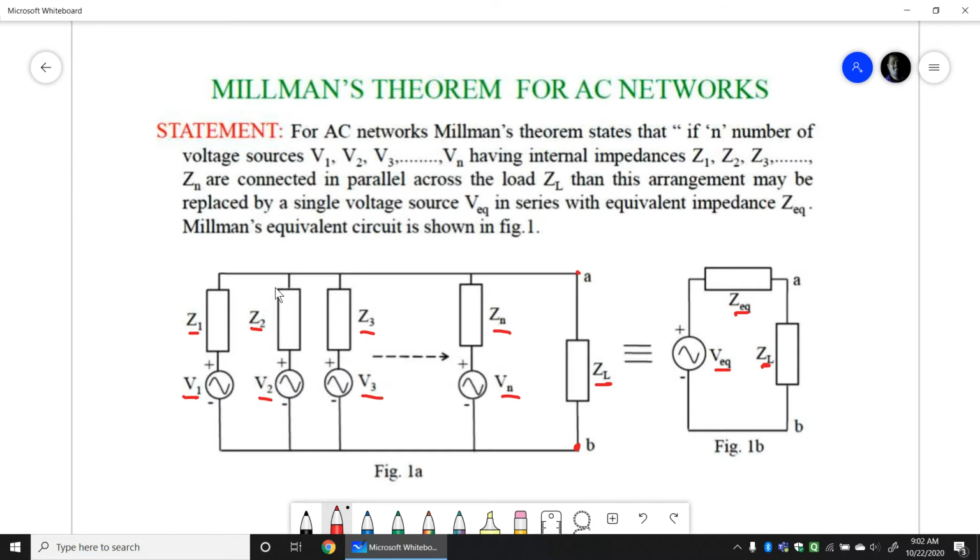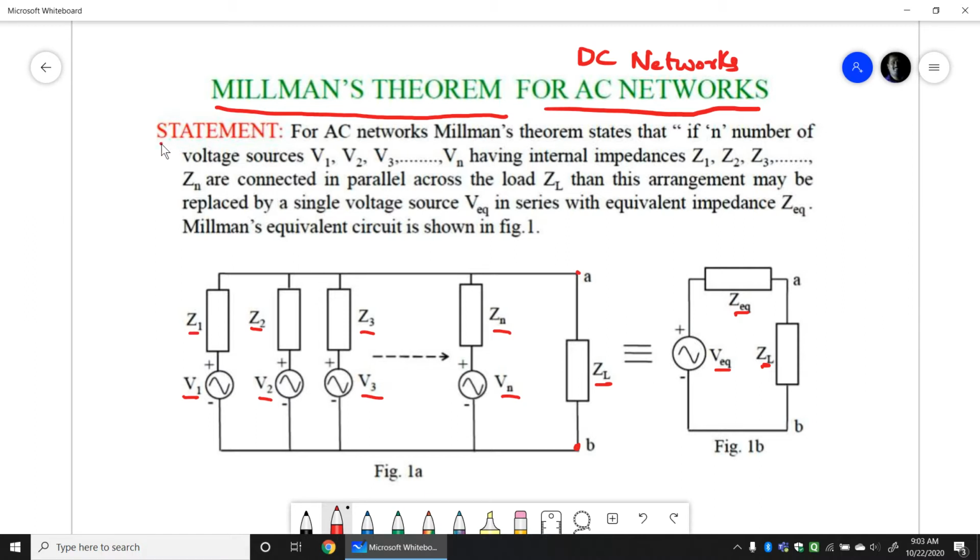Minimizing the number of elements or sources connected in a complicated linear bilateral network into a simplified form, and finding out the load current or the power delivered by the load, is what we do in every theorem. Today we are going to learn Millman's theorem. It can also be applied to DC networks, but for AC networks is what we see normally. Millman's is much more popular for that.